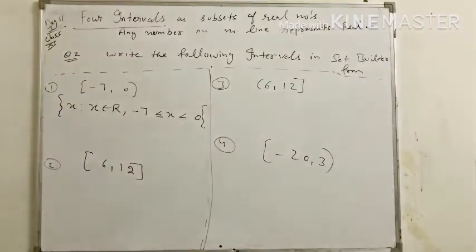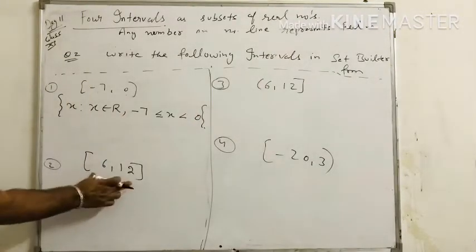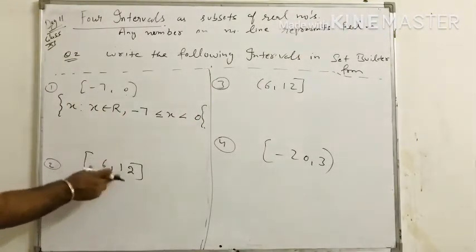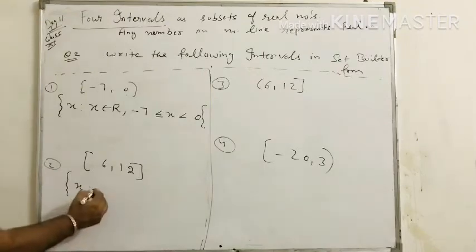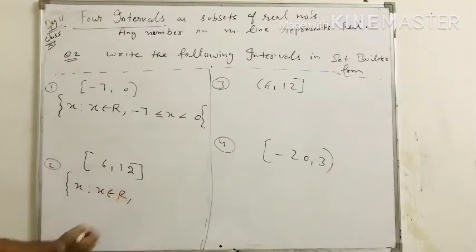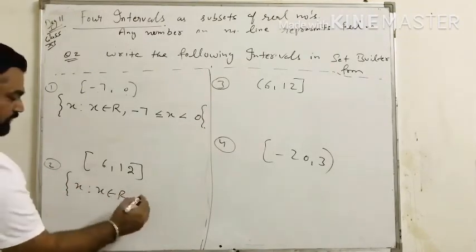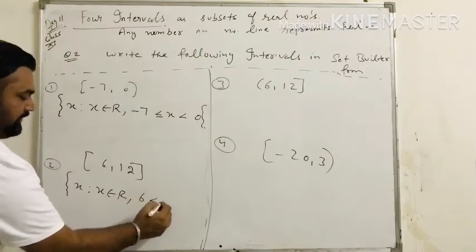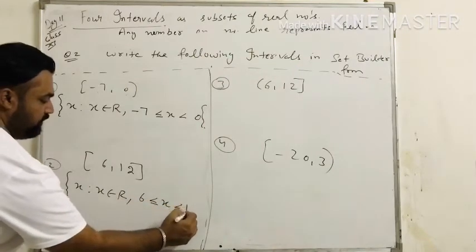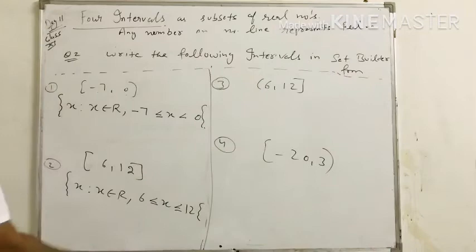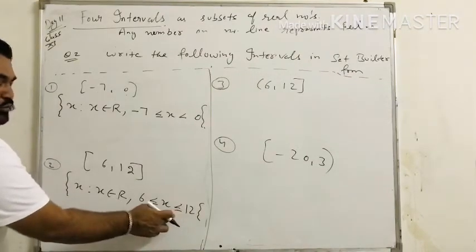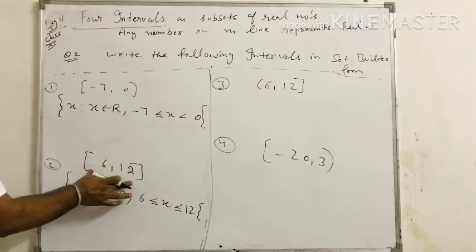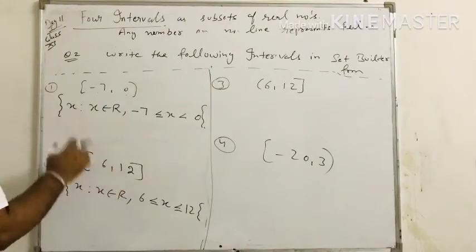In the second interval, this is a closed interval. Closed interval means both the numbers are included. So curly braces, x such that x belongs to R. R means real numbers. So the value of x is 6 less than or equal to x less than or equal to 12. So in both the cases we use x greater than or equal to 6 and x less than or equal to 12, because this is a closed bracket, meaning both numbers are included.